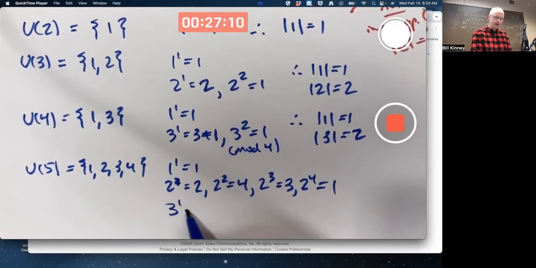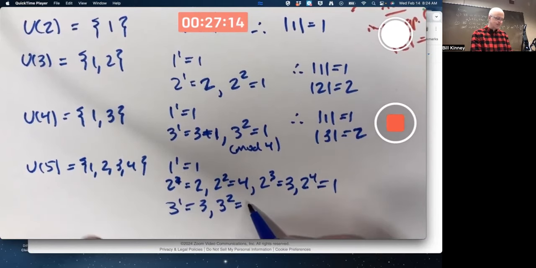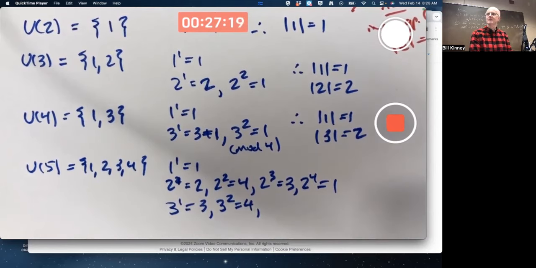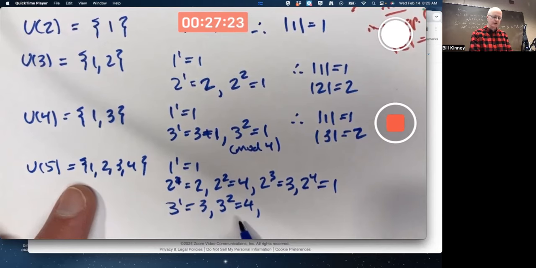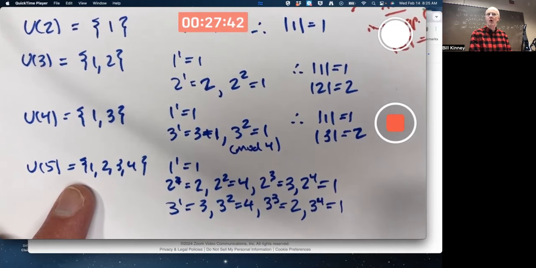How about the order of 3? It's not 1. It's not 2. 3 squared is 9, but 9 mod 5 is 4. We're doing mod 5 arithmetic now. 3 cubed is 27. 27 mod 5 is 2. 3 to the 4th is 81. 81 mod 5 is 1. The order of 3 will be 4.